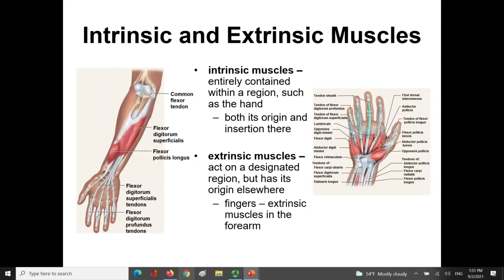There are also intrinsic and extrinsic muscles. Intrinsic muscles are entirely contained within a region, such as the hand. Both the origin and the insertion are there in that one area, whereas extrinsic muscles act on a designated region, but they have their origins elsewhere. For instance, the fingers. They are moved by extrinsic muscles that are in the forearm.